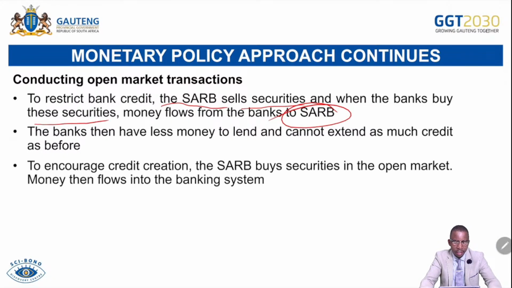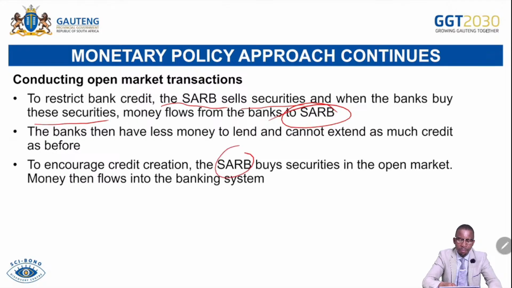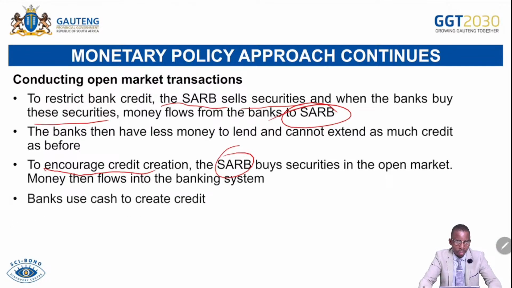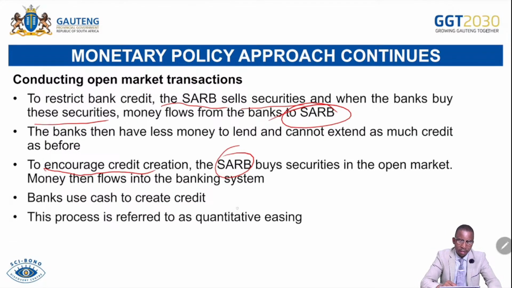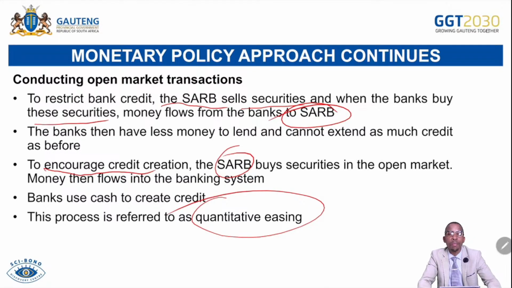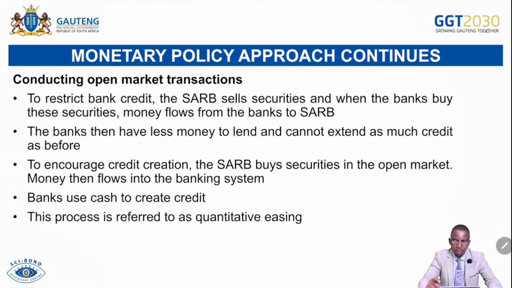To encourage credit creation, the SARB, South African Reserve Bank, buys securities in the open market. Money then flows into the banking system. So to ensure that there's more credit, the Reserve Bank will be buying bonds from the open market, then money will be going back to society. Banks use cash or create credit. This process is referred to as quantitative easing. Whenever we increase money supply, we call that quantitative easing because the Reserve Bank allows more money to be available in circulation.